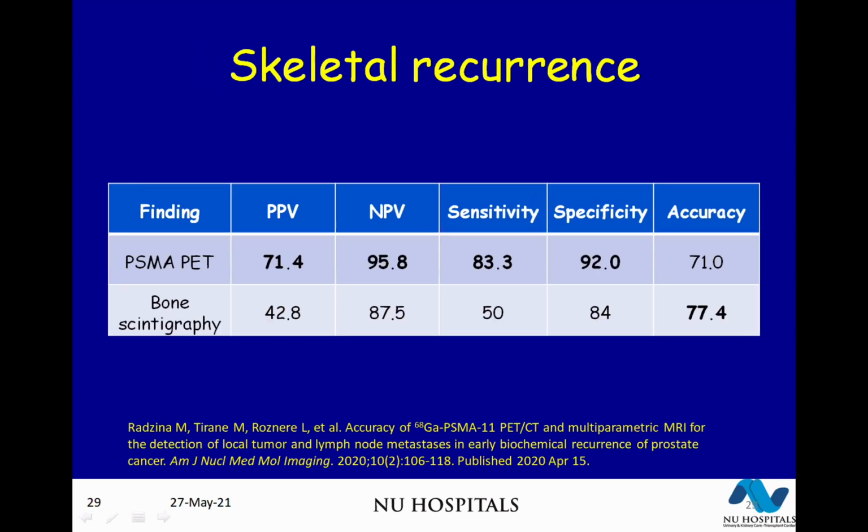And extending the diagnosis to skeletal recurrence, see the bone scintigraphy: even though its accuracy is higher, the sensitivity and specificity are also high with the PSMA PET scan. So this shows that for the metastatic diagnosis in lymph node and skeletal involvement in biochemical recurrence, PSMA PET would be the best option of choice to check the extent of the disease and guide the management plan.